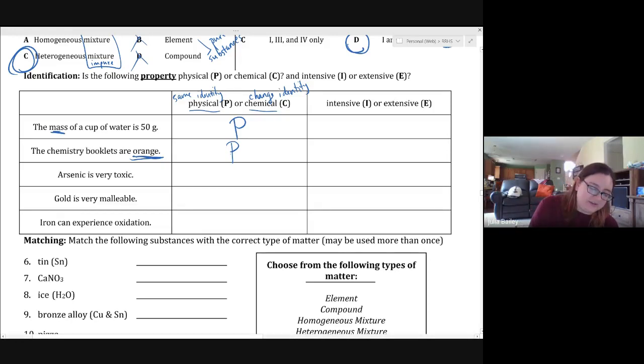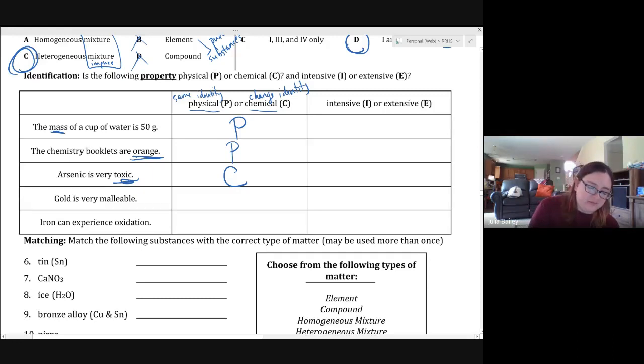toxicity, the only way that you can observe if something is toxic is to see if it poisons something. And when an organism is poisoned, its cells will change. And there will be chemical reactions in its cells. There will be identity changes that makes it a chemical property.